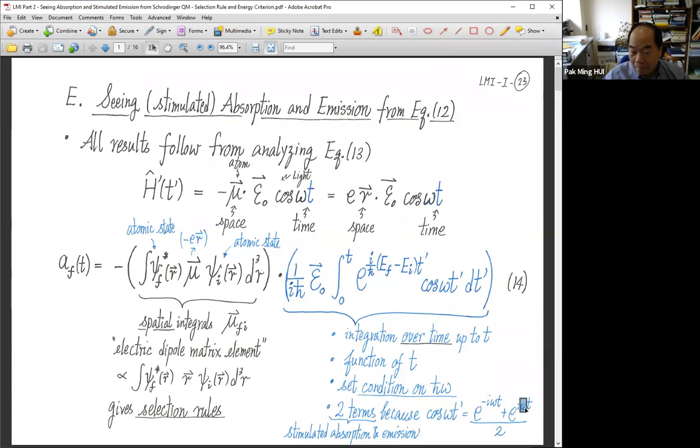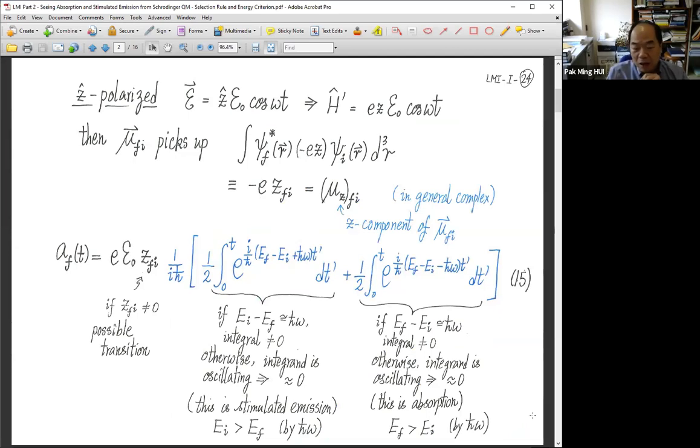We need both of them because we will have stimulated absorption and stimulated emission. You will see that each of these terms is responsible for one process. How wonderful, okay? Common sense, mathematics, physics form a triangle that helps us understand nature, and that is the essence of physics.